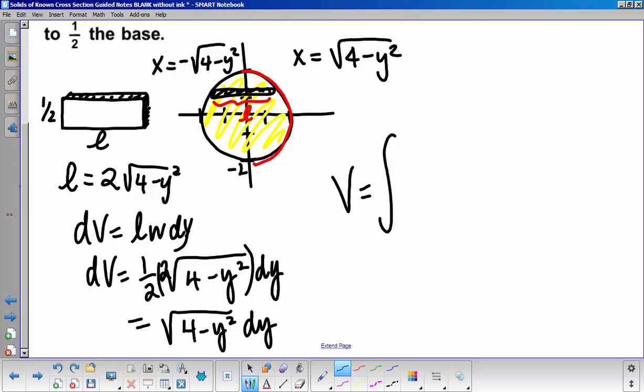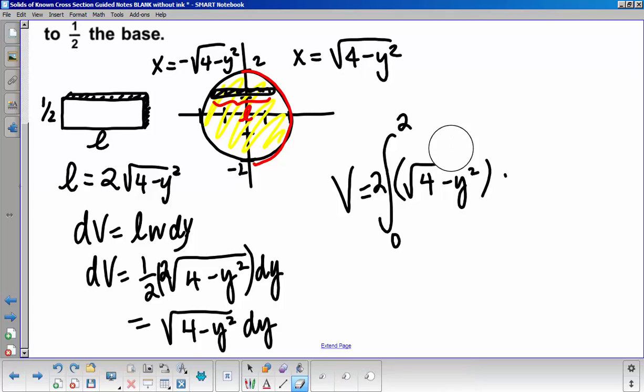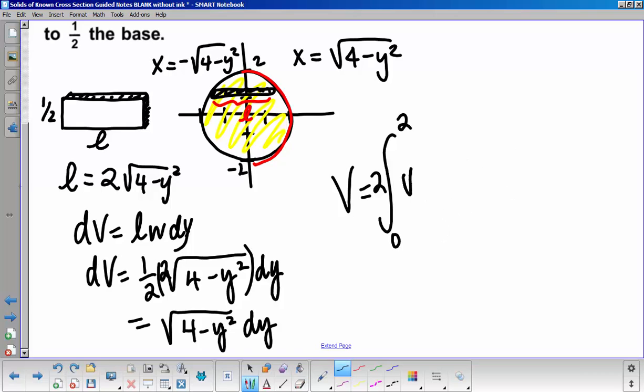So then y goes from and to what? From negative 2 to 2, or from 0 to 2, times 2. And this would be the square root of 4 minus y squared. No, I'm not squaring it this time, am I? Square root of 4 minus y squared dy.